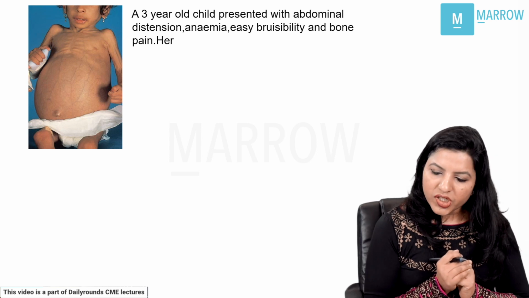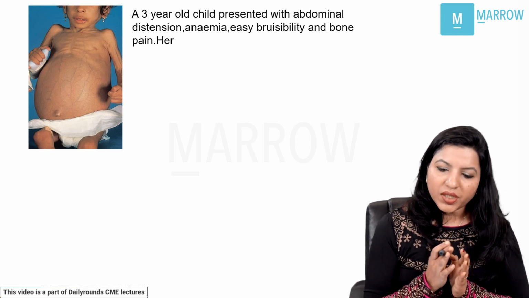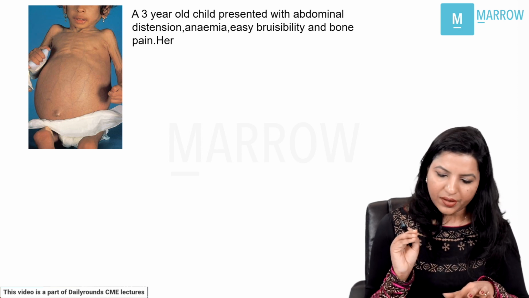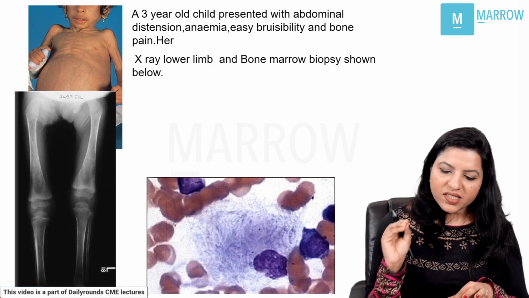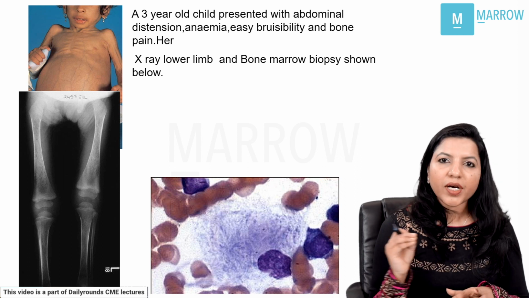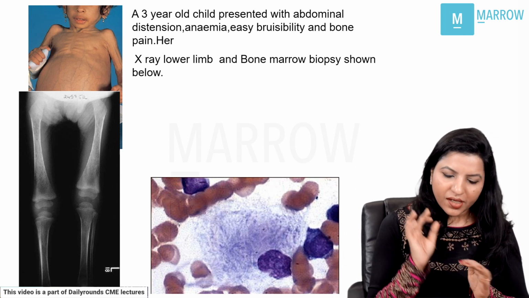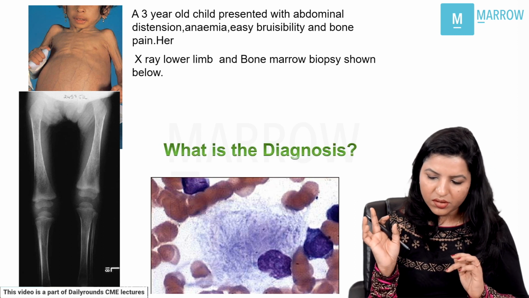A 3-year-old child presented with abdominal distension, anemia, easy bruisability and bone pain. Her X-ray of the lower limb and bone marrow biopsy is shown here. Can you make a diagnosis? I'll give 2 clues.